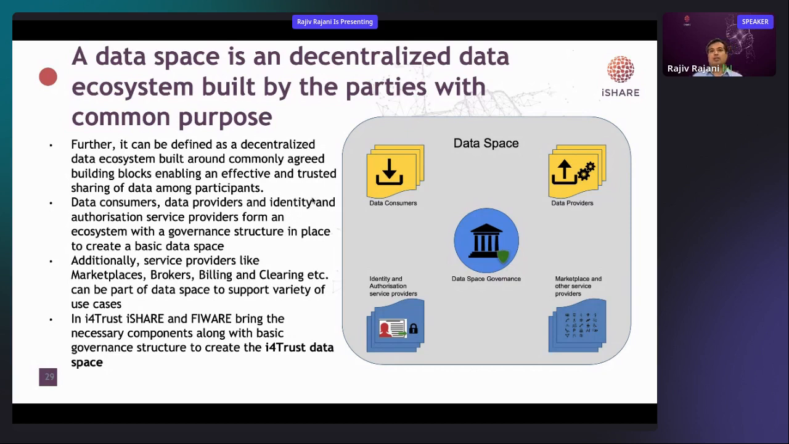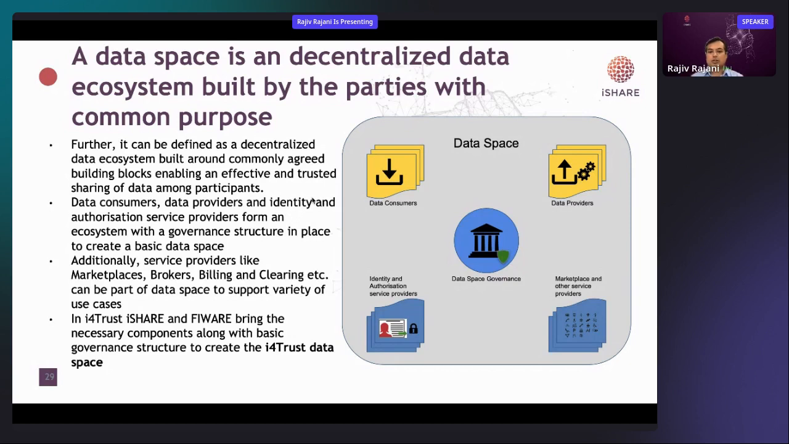And on the bottom layer, you see the key service providers or essential service providers, basically the identity provider and authorization registry, as well as services like marketplace and vocabulary provider and whatnot. So these are essential service providers that enable the top layer to exchange data, right? So in iShare, as you can see, the iShare role model already defines these roles.